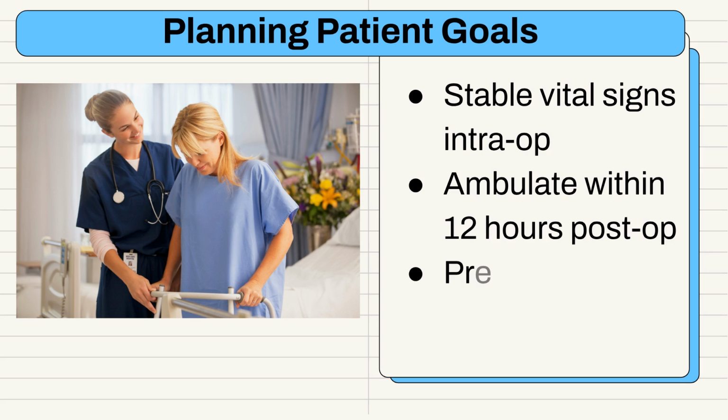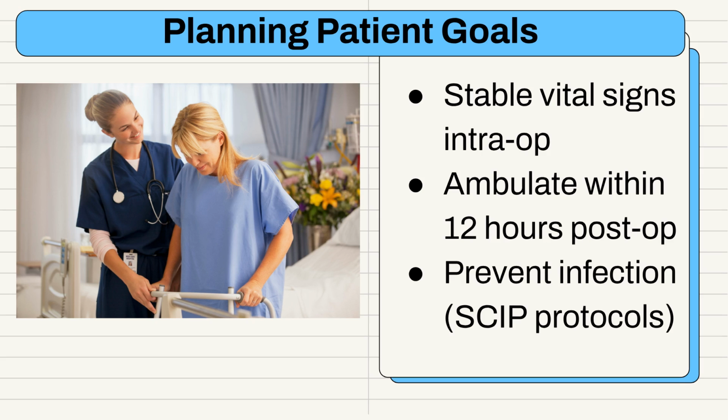Now, planning. Set measurable goals to keep the patient safe and comfortable. For example, the patient will maintain stable vital signs intraoperatively, or the patient will ambulate within 12 hours post-op to prevent thrombophlebitis. Prioritize SCIP core measures like infection prevention with prophylactic antibiotics or venous thromboembolism prevention with sequential compression devices. For a same-day gallbladder surgery, plan to educate the patient on NPO rules and post-operative activity. Clear goals keep everyone on track.